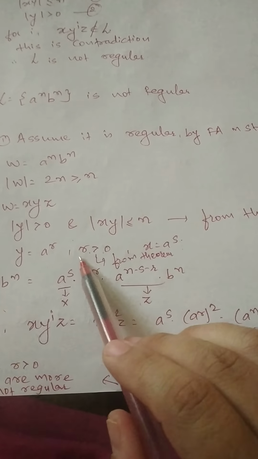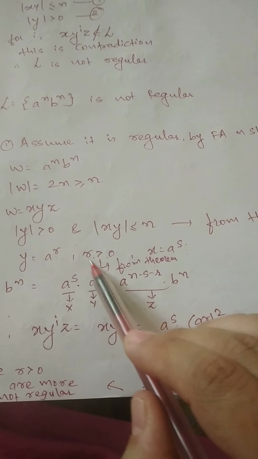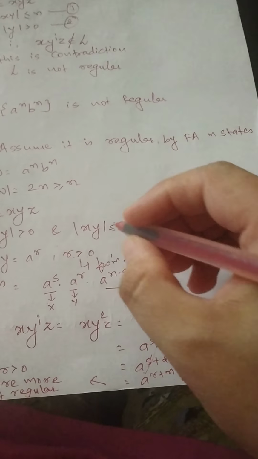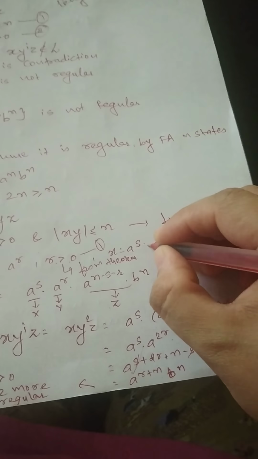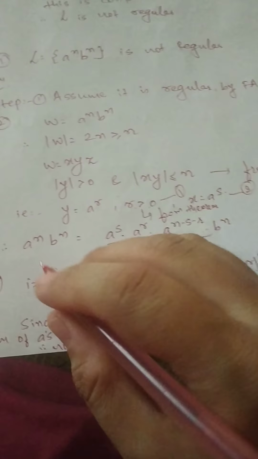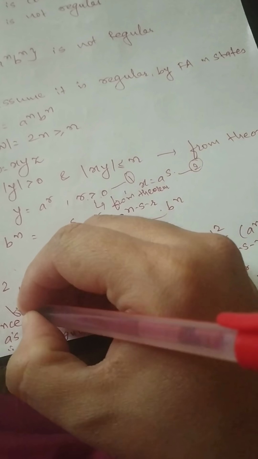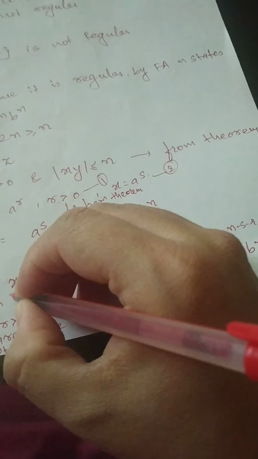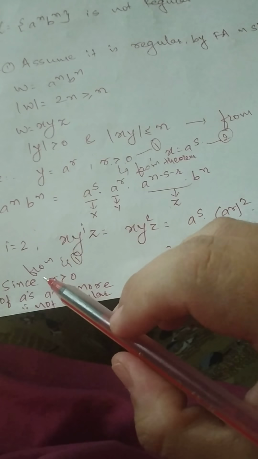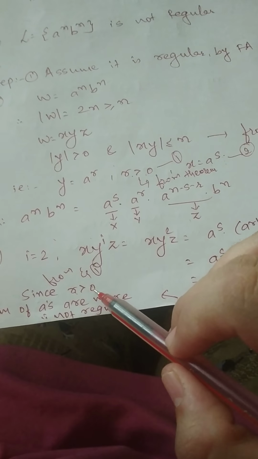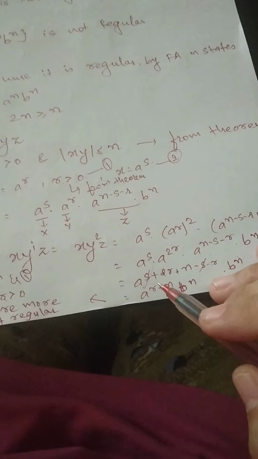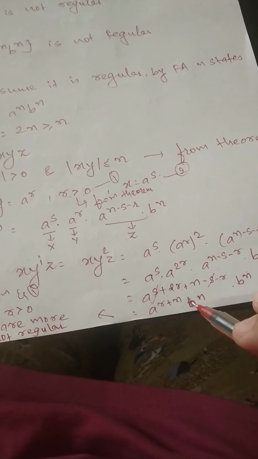But from our law, we have already taken the condition r is greater than 0. Here you can call this formula number 1, and this formula number 2. So from equation 1, we have compulsory r greater than 0. So r is greater than 0, that means a has power r plus n and b has n.